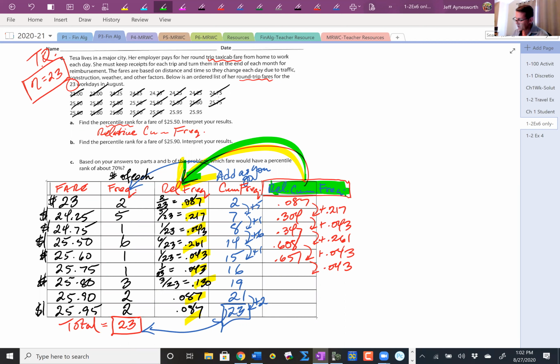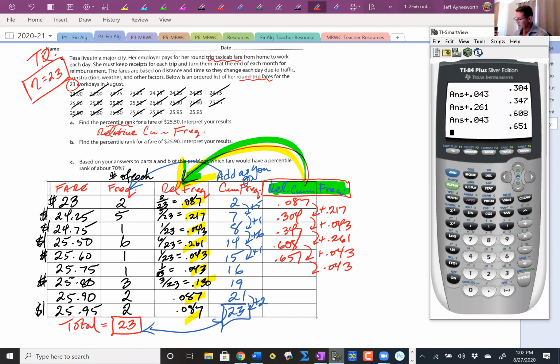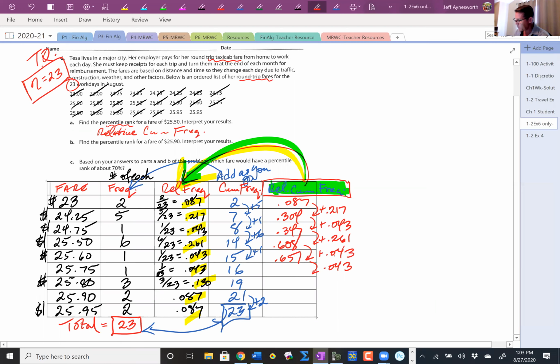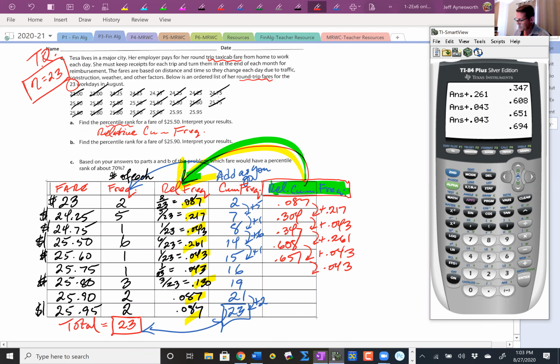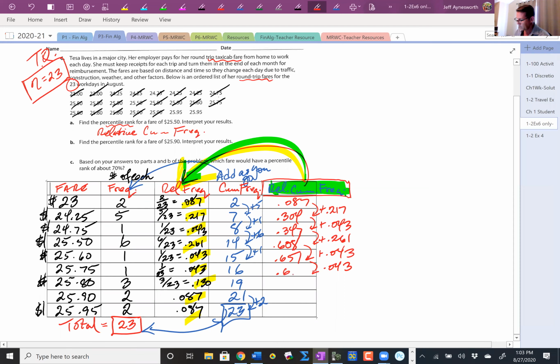Okay, so we have to add that together. 0.651 plus another 0.043, and we're getting 0.694. We're getting closer to one. We should be getting closer to one. I don't know if you guys remember that in the lesson, but we should get one at the bottom of the table here. So 0.694. Okay, we're almost there. Now the next relative frequency is 0.13, so we have to add that.